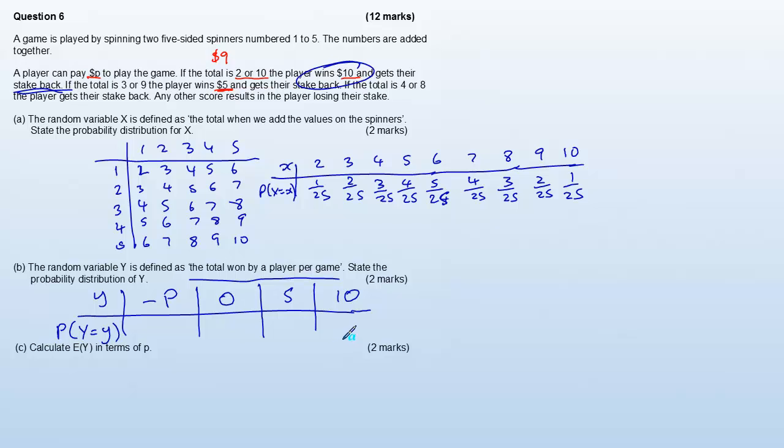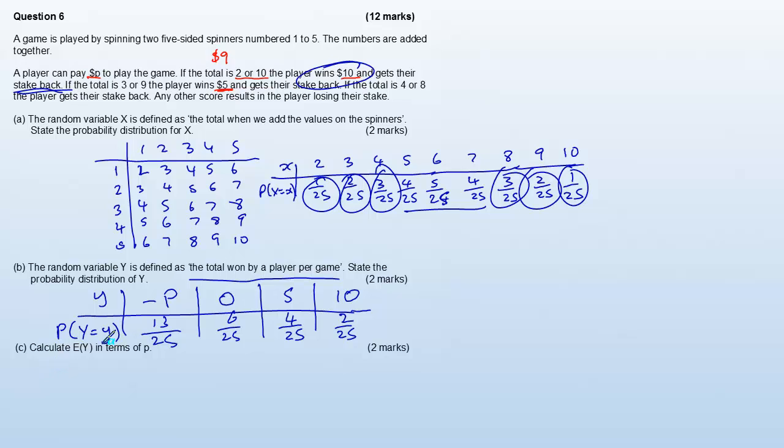Now the probability of winning 10 is going to be these two values. So that's 2 out of 25. To win 5 or 9 in your test, that's going to be these ones. So that's 4 out of 25. They get their stake back for these ones, so that's 6 out of 25, and then this has to add up to 1, or we add these ones, giving us 13 out of 25 here.